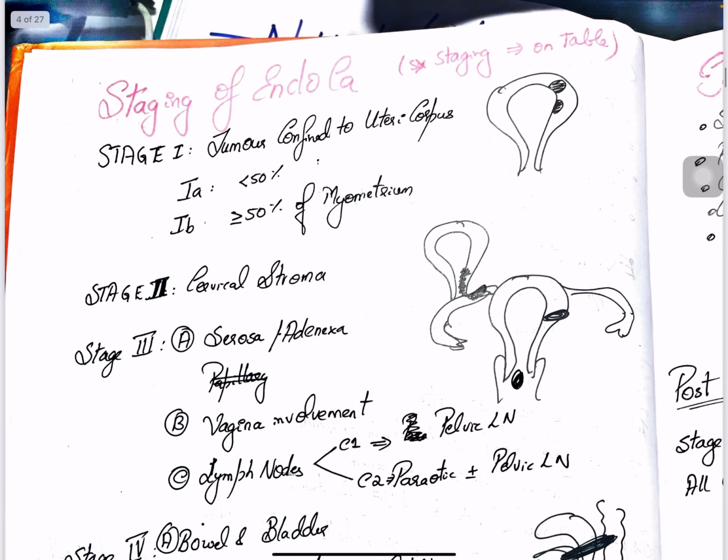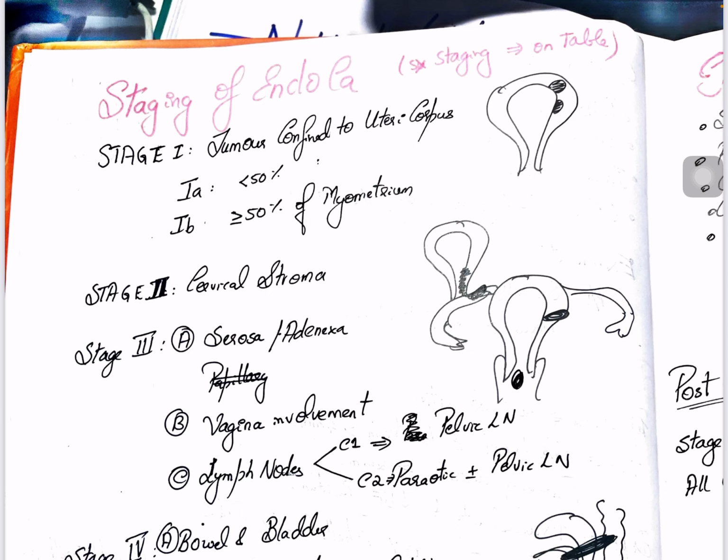Then we have staging. Stage 1 is confined to the body. Stage 2 is to the cervix. Stage 3 is local spread: to the adnexa, serosa, vagina, lymph nodes. Stage 4 is to the adjoining structures.